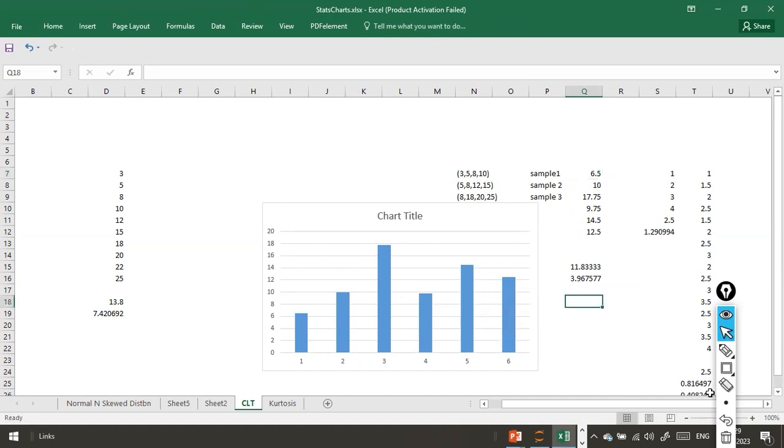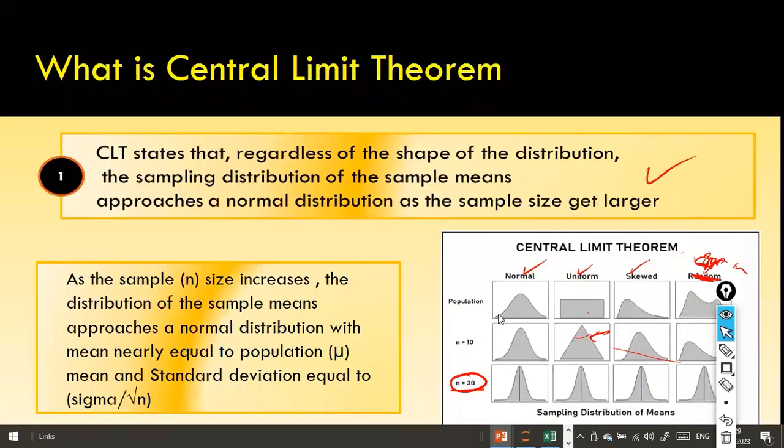Apart from this, the sampling distribution mean is equivalent to the population mean. Sorry.